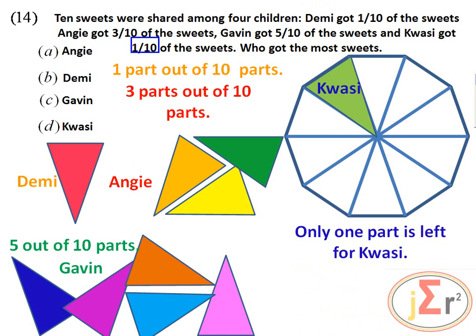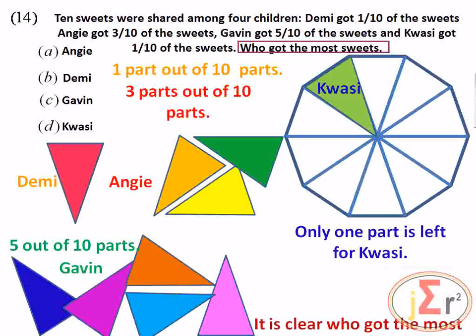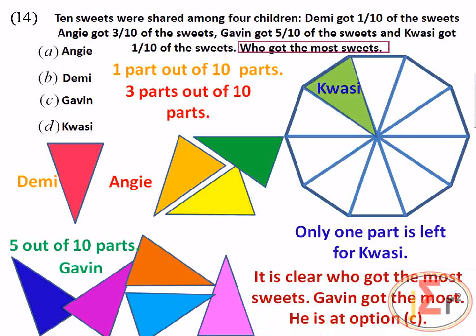So each child received his or her sweets. Which one got the most sweets, if we can count the number of them? Gavin. Who got the most sweets? It is clear who got the most sweets, although we do not have the sweets on the slide just yet.